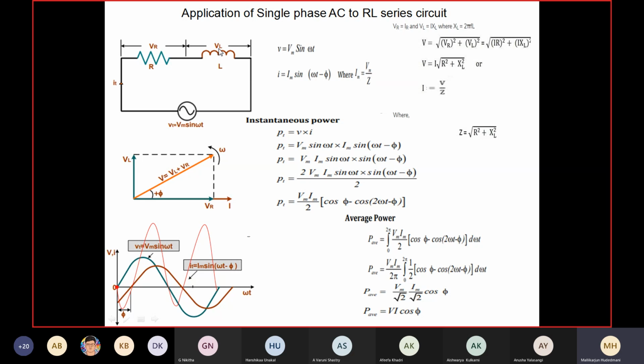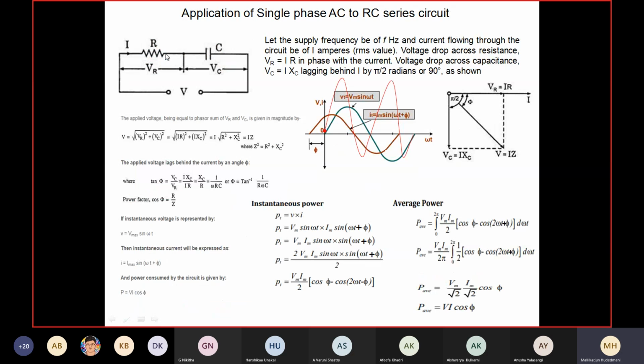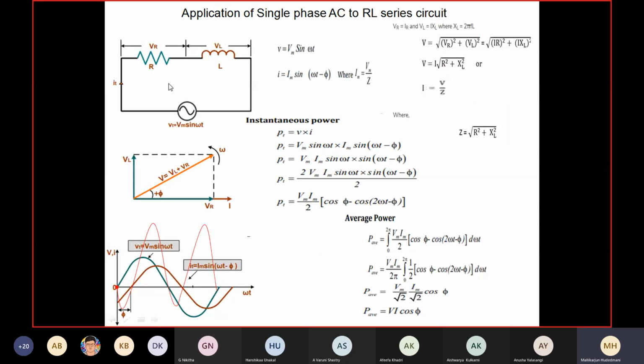Now I can say vectorially, not algebraically, vectorially, total voltage V equals VR plus VL. That's vectorial addition, not arithmetic addition. We should not say V equals VR plus VL arithmetically. It is called vectorial addition of VR plus VL to become the total voltage. This is what we have to understand from the representation. Two elements are connected in series, namely R and L, supply voltage being Vm sin omega t.